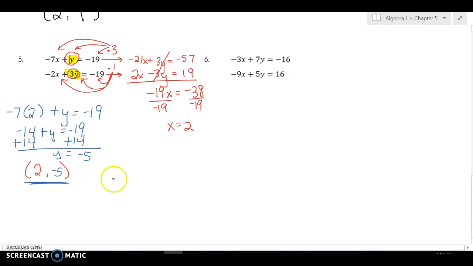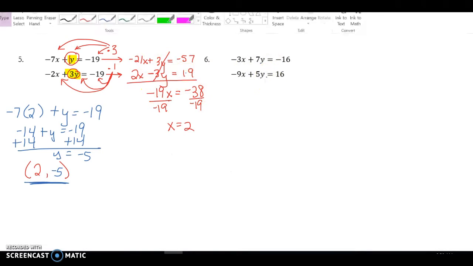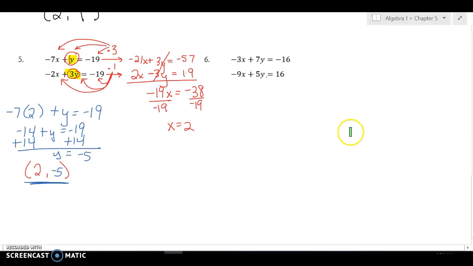Okay. All right, so when I look at number 6, where's my mouse? I can either get the x's the same or the y's the same. I think the one I'm going to do this time is the x's because I can make 9 easily. If I got the y's the same, I'd have to make 35, and 35 is a pretty big number. So I'm going to have a 9x and a 9x. One of them has to be positive and one has to be negative. I tend to keep the bottom one negative.